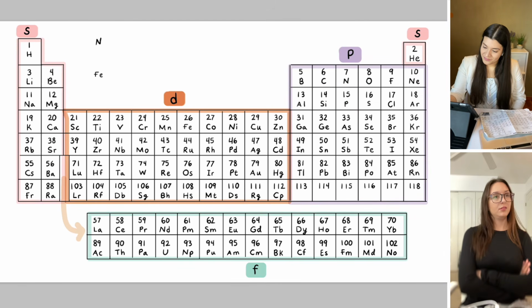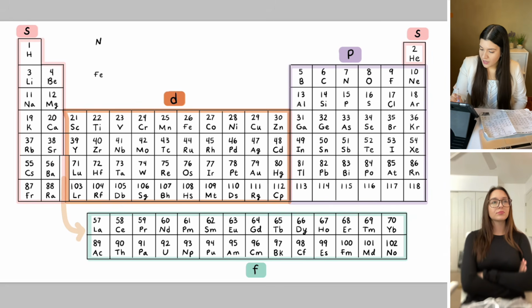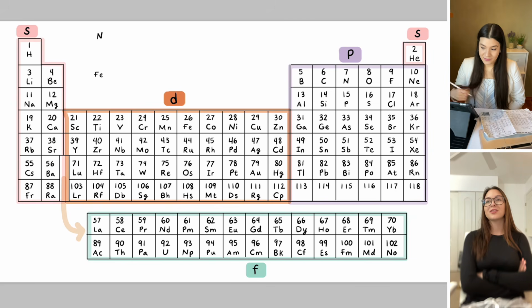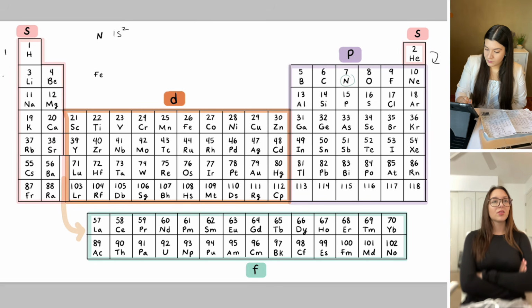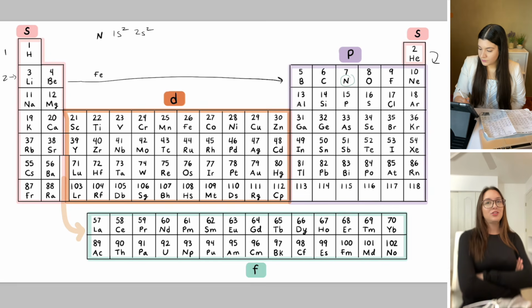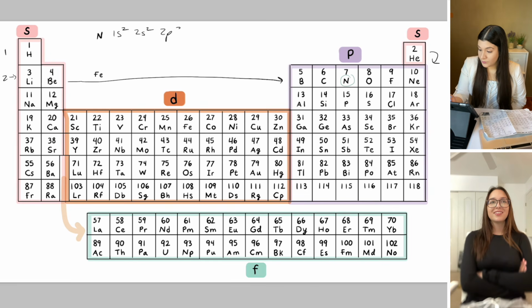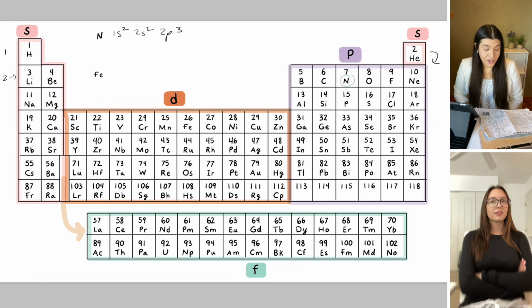We'll do more. So let's do nitrogen together. Why don't you start it off? Okay, just the regular one? Just the regular one. Nitrogen is right there, yeah. So we do 1s2. Good. 2s2. Good. Going straight across, 2p3. Perfect.